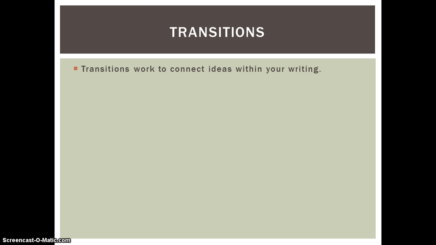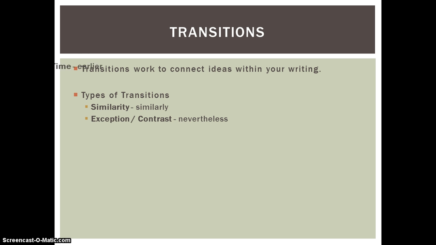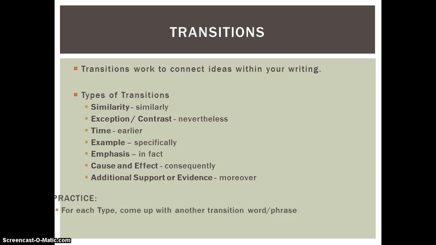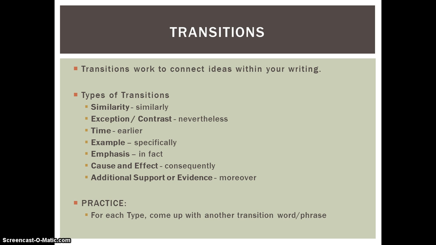Transitions. Transitions work to connect ideas within our writing. They're a way to get from idea A to idea B. And there are different types of transitions. They're going to have a different function. And so I have the different types of transitions coming up here and an example of each. Right? And these types are going to be helpful to think about as you're writing to connect your ideas to each other, and to make your whole argument flow and make sense.